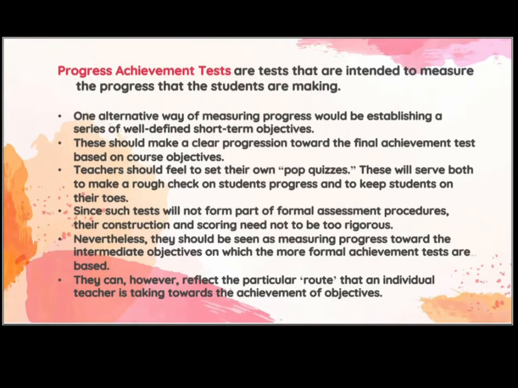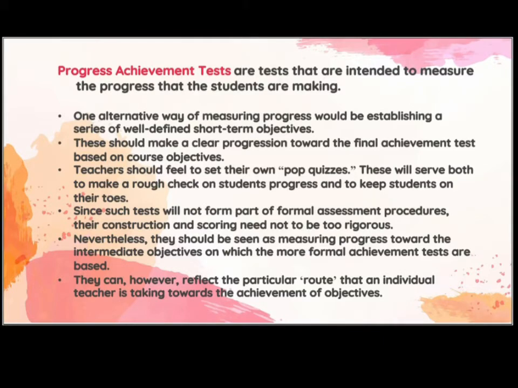Second is the progress achievement test. Progress achievement tests are tests that are intended to measure the progress that the students are making. In progress achievement tests, one alternative way of measuring progress would be establishing a series of well-defined short-term objectives.